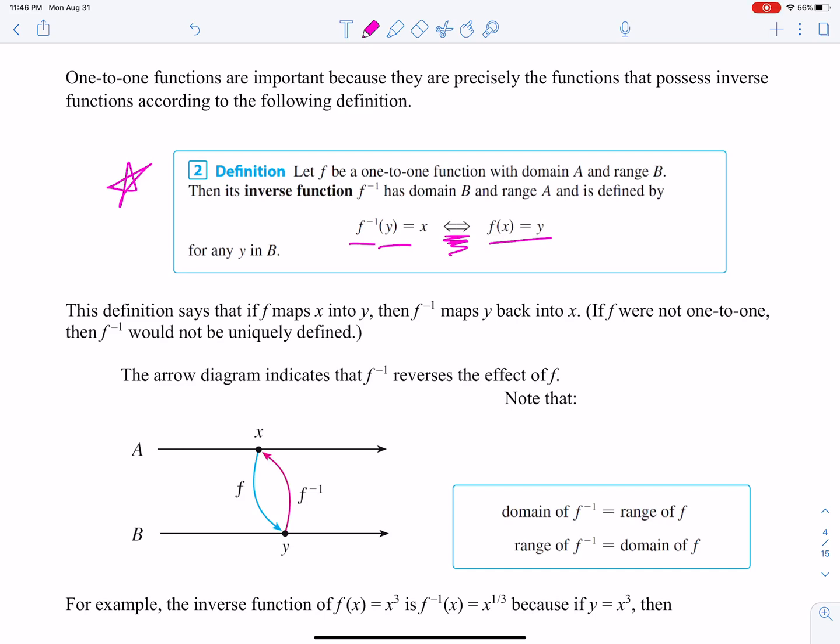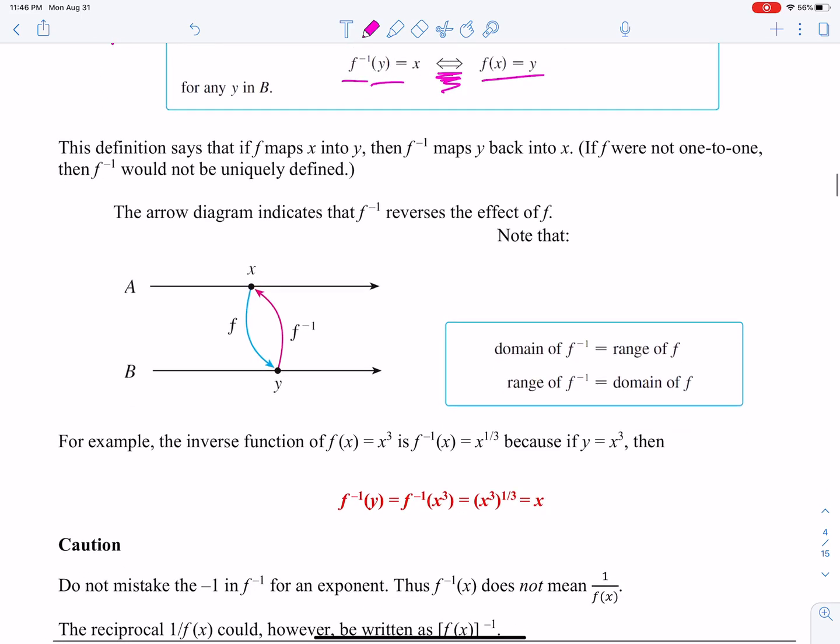If it were not 1-to-1, then f inverse would not be uniquely defined. In other words, we'd have to have multiple, like a piecewise function of some sort. Let's see, the arrow diagram indicates that f inverse reverses the effect of f, right? So note this. This is important to understand. The domain of the inverse equals the range of the function. The range of the inverse equals the domain of the function. Again, we're switching the domain and the range.